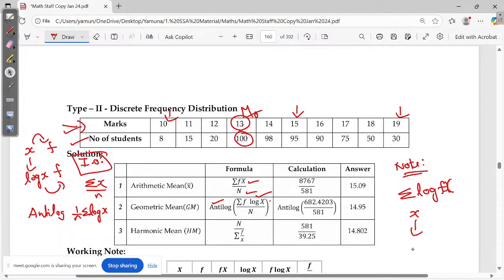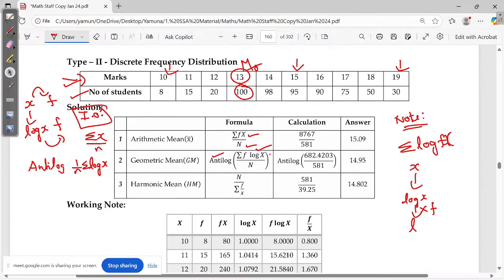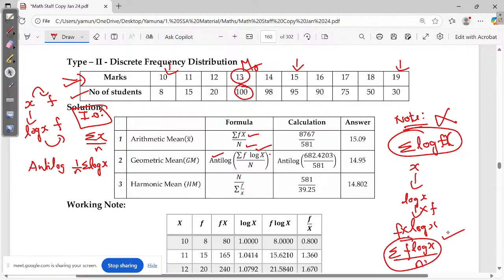For x, you take log x. You take the logarithm of x. Then for that, you multiply f. Why do you multiply f? That many number of times it occurs. Then you will get log x into f. Then you add all the values. You will get summation f log x. Then you divide by n. This is the process. This is an often repeated question. This is not the format. This is the format: you take x, take log x, then multiply by f.